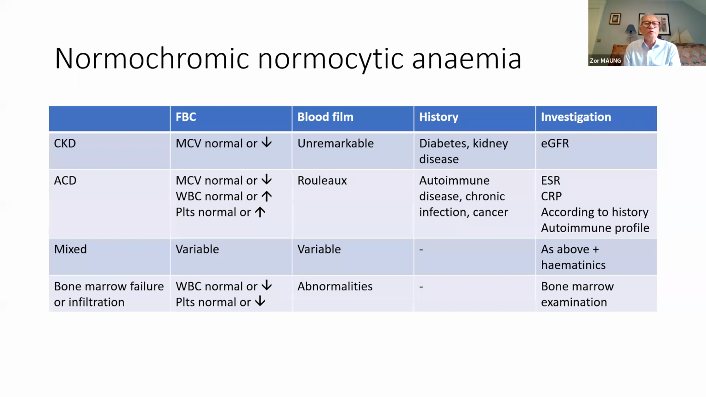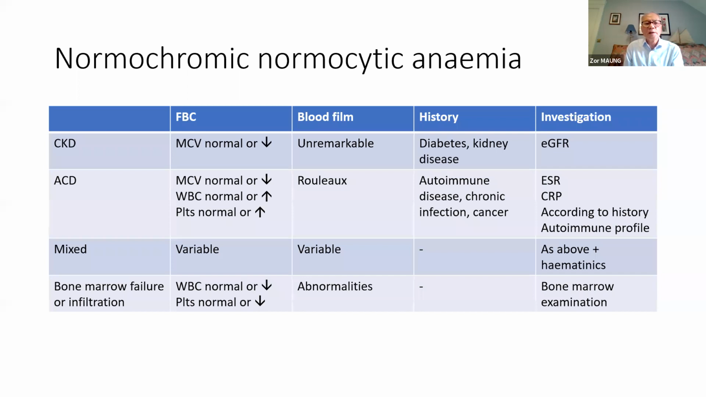For example, patients with rheumatoid arthritis, patients with chronic infection like chronic osteomyelitis, or patients with some cancers can develop anemia of chronic disease, especially kidney cancers. The MCV is normal or reduced, white cell count normal or maybe increased, platelets again normal or increased. But the important investigation is ESR or CRP. Usually they have very raised ESR and raised CRP, and the blood film may show some rouleau formation of the red cells, which is an indication of raised ESR and CRP. So then you have a normochromic normocytic anemia, the anemia of chronic disease.